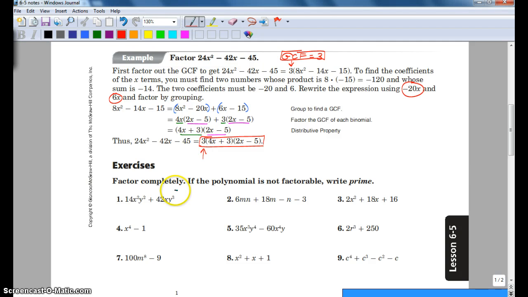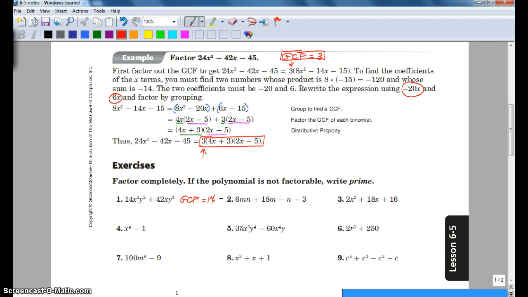So factor completely. If the polynomial is not factorable, we're going to write prime. So, as we look at this problem, 14x squared y squared plus 42xy cubed, we can initially consider, just like the last problem, if in fact there happens to be a GCF. Let's go ahead and write this down. So for our purposes here, it is hopefully obvious that we do in fact have a GCF of 14. So in writing the GCF, that's just part of technically the full GCF.